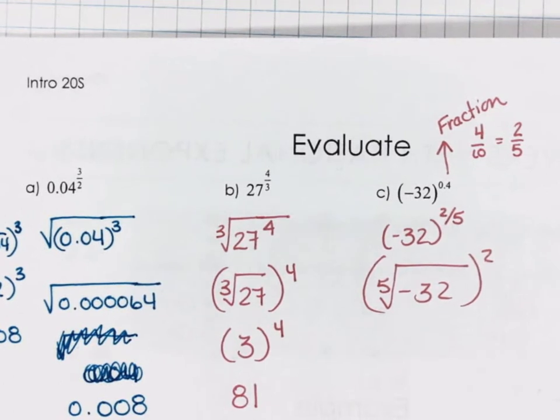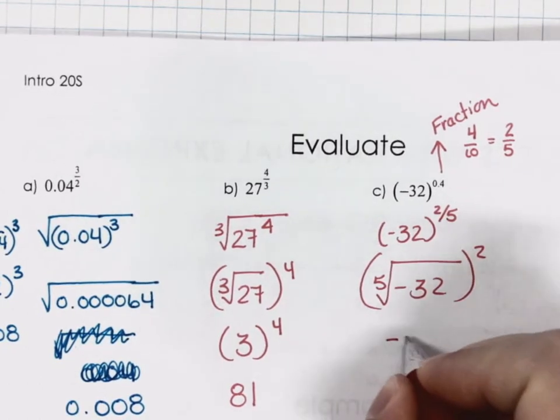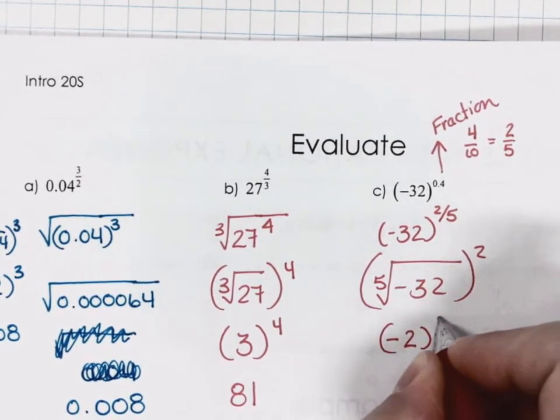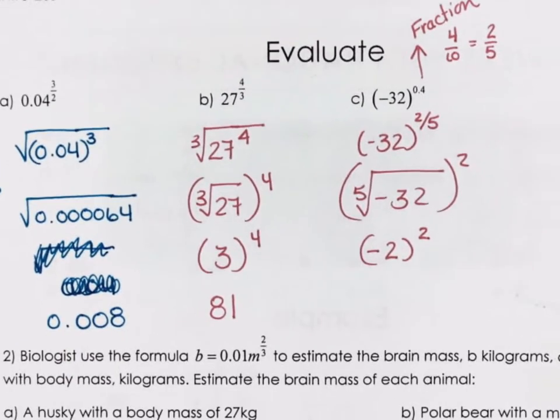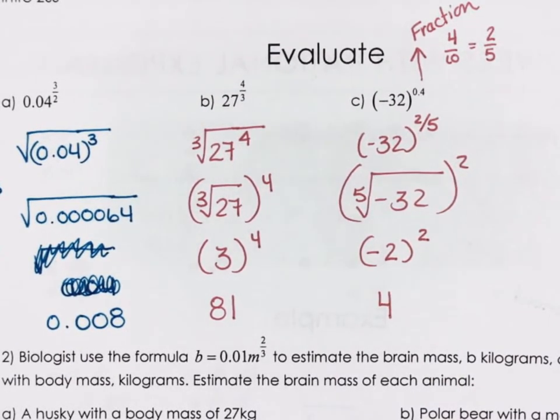Can I take the 5th root of negative 32? Yes, I can. It's a negative number, but what kind of index is it? It's odd, right? So you can do it with negative numbers. So that's going to give me a negative 2. Negative 2 squared is, hopefully, positive 4. Wait, put that in brackets.